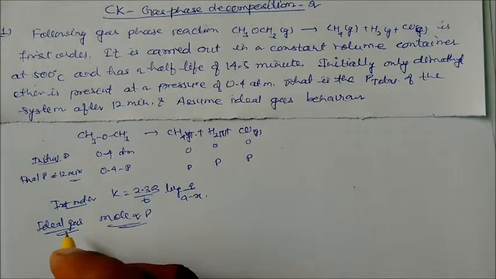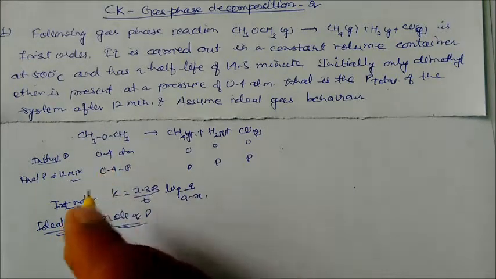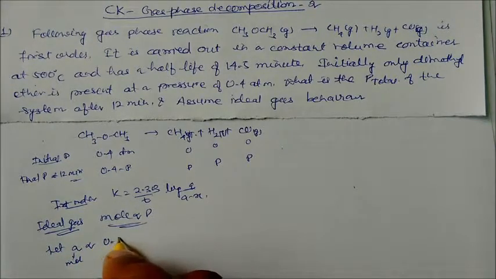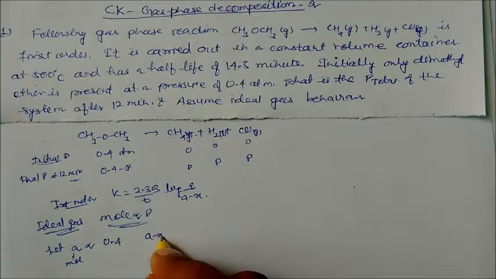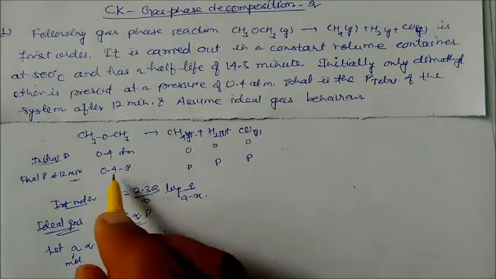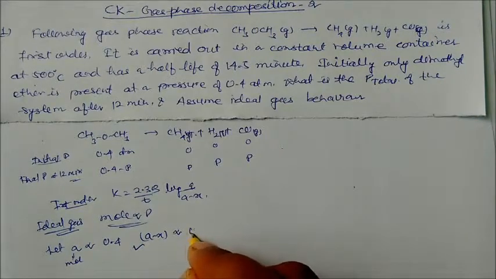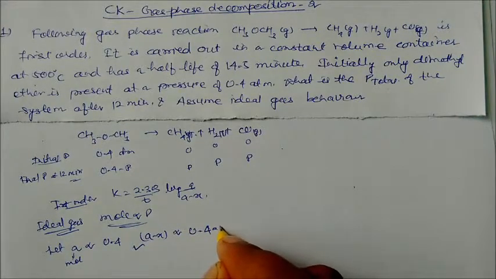So here A is the mole, and it is proportional to the pressure, 0.4 atmosphere. So what is A minus X? A minus X is proportional to 0.4 minus P. So we can put this value directly over here.